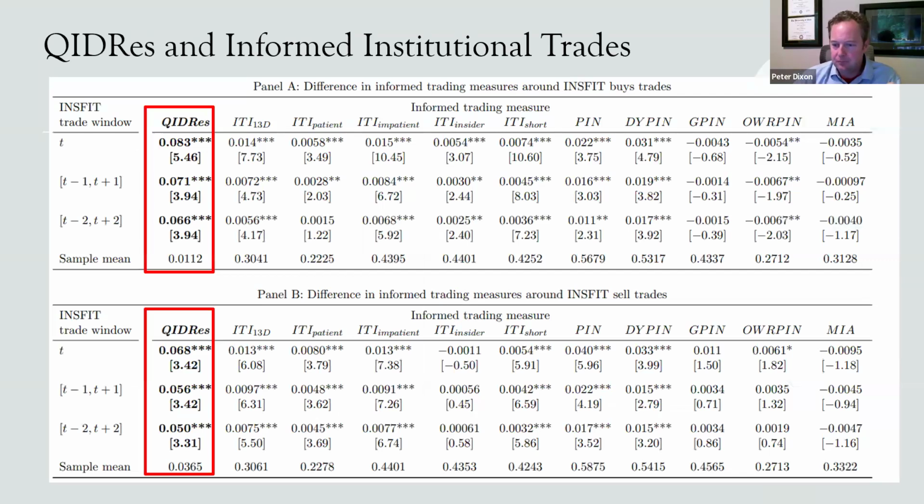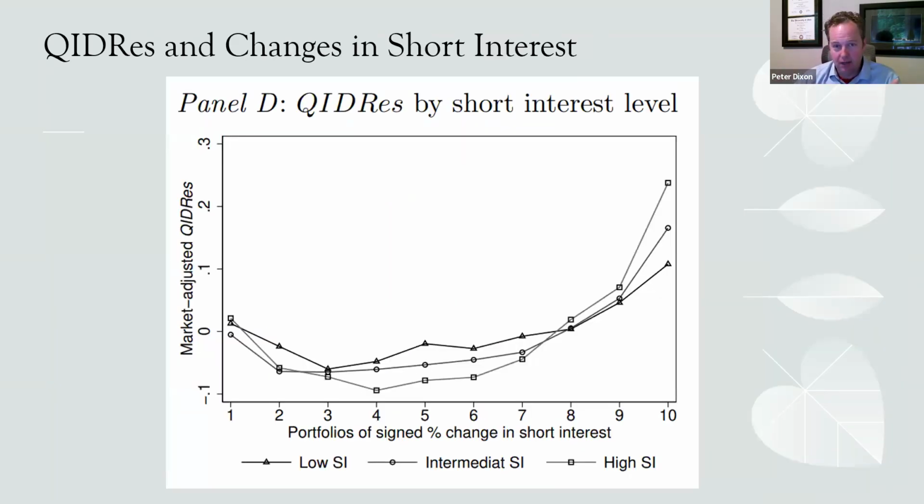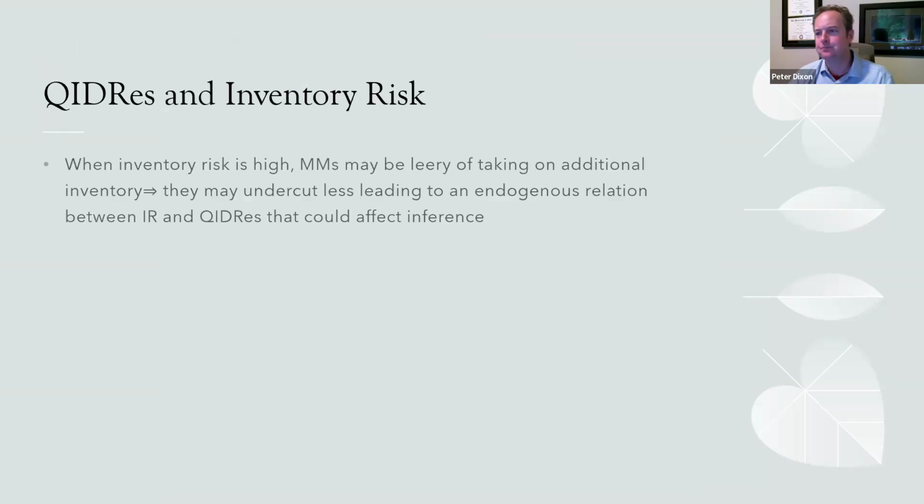So I'm going to skip some of this because we have 3 minutes left. But we show that QuidRes is correlated with, so Yashar has a JFQA paper that creates a sample of really informed trades, and we show that QuidRes is powerfully associated with these known informed trades. We look at short selling, changes in short interest, which are known to contain information. And we see that when changes in short interest are either high or low, you get the smile. So quid tends to be higher when changes in short interest are high or low, which is consistent with it capturing the behavior of informed traders.